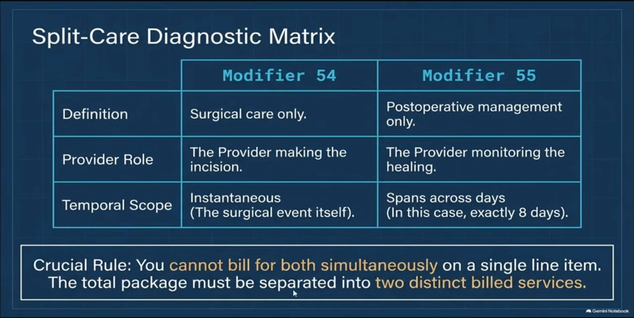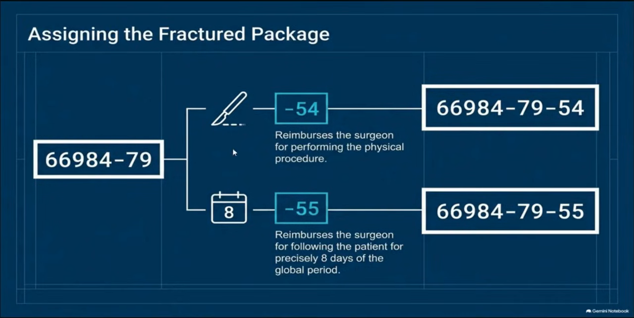Since it's a rule, you cannot bill both 54 and 55 simultaneously. So we cannot add both modifiers to a single code. So we will code line by line. On one line we will add the 54 modifier, and with the same CPT we will add another line with the 55 modifier. So the total package must be separated into two distinct billed services. So here we have coded. See, we have fractured this package.